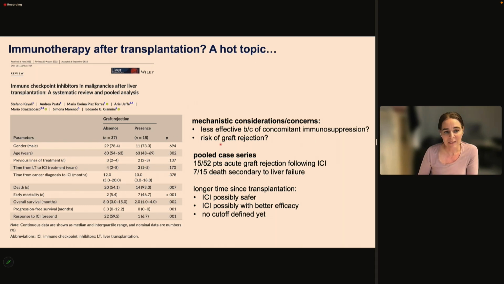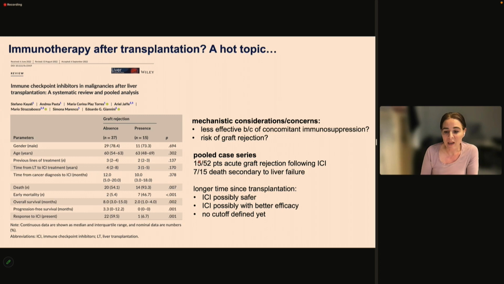Looking at one of these case series that was published 2 years ago in Liver International, looking at 52 patients with immunotherapy after transplantation, 15 of these patients actually developed acute graft rejection following immune checkpoint inhibition therapy. And every second of those 15 patients succumbed to secondary liver failure after that. There are some data that indicate, but cannot prove yet, that the longer time elapses since transplantation, probably immune checkpoint inhibitors are safer.